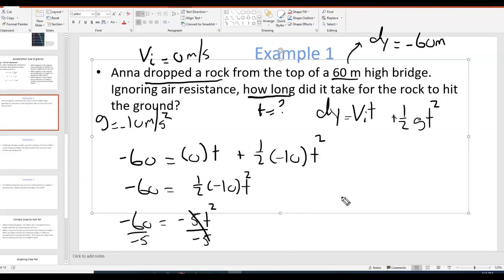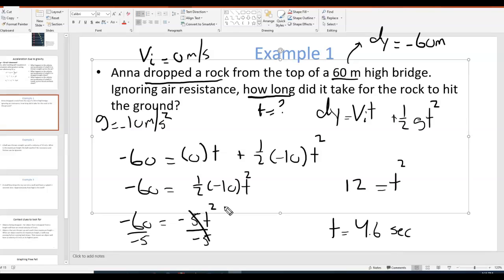Okay, so negative 60 divided by negative 5 is going to be a positive 12, and that is equal to t squared. And then to finally answer the question, I need to take the square root of both sides, and so I just type in the square root of 12 into my calculator, and I get 4.6 seconds.